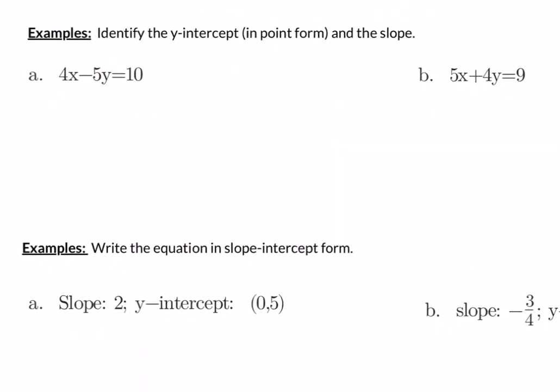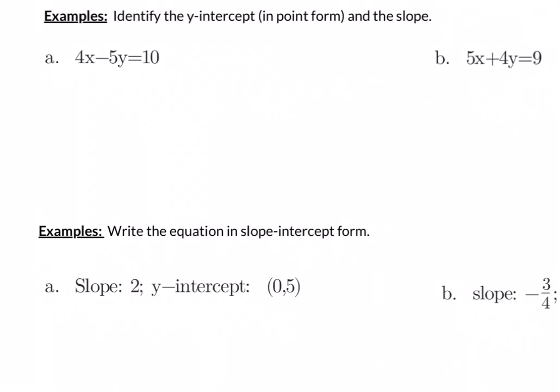So if we look at example A, we have 4x minus 5y equals 10. The first thing we want to do is subtract 4x from both sides. We get negative 5y equals. Now, ultimately, it doesn't matter what order you write this in, but remember that slope-intercept form is mx plus b, which means I want my x term first. So I'm going to write this as negative 4x plus 10.